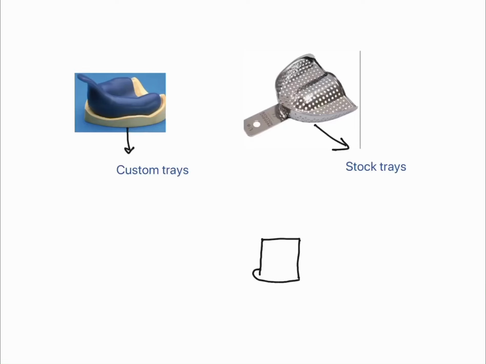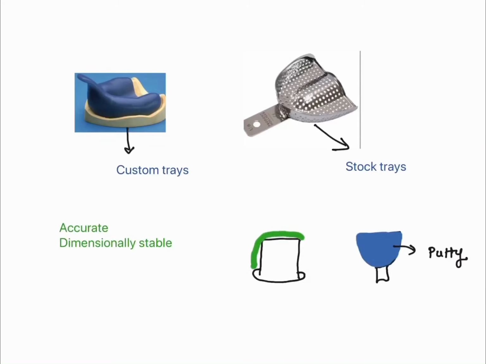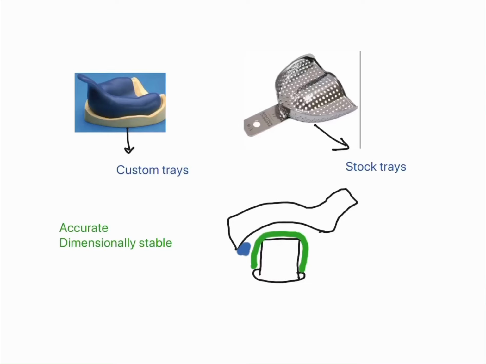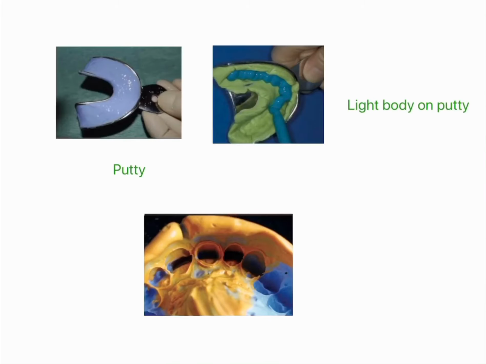So if this is a prepared tooth with a margin, we will take a custom tray and fill the whole tray with putty material. Elastomeric impression materials are used because they are accurate as well as dimensionally stable. We will place light body over the area of the tooth preparation as well as on the tray. And then we will make impression of the whole area. So this final impression will look like this.